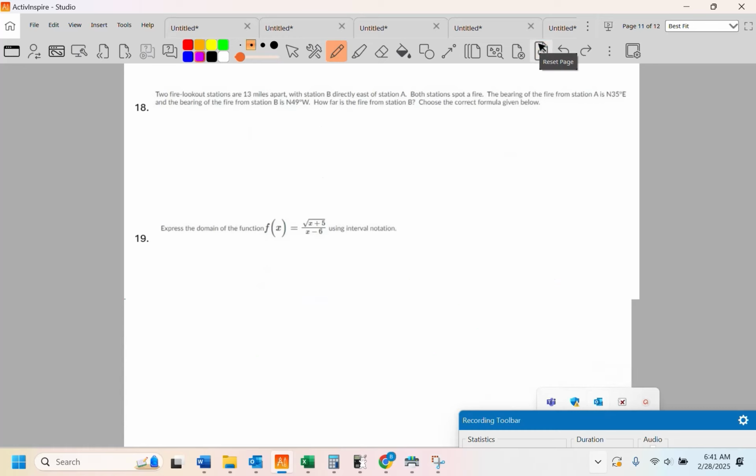Express the domain of the function f of x equals the square root of x plus 5 over x minus 6 using interval notation. So there are two rules here. For the square root of anything, anything is greater than or equal to 0. And then you have this rule: for 1 over anything, anything is not 0. There are our rules.